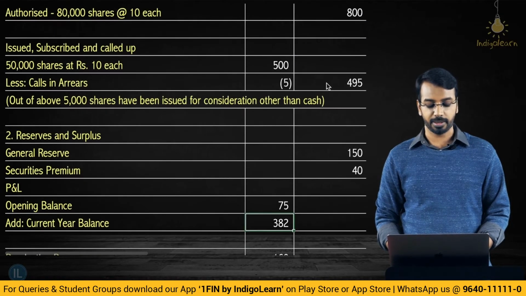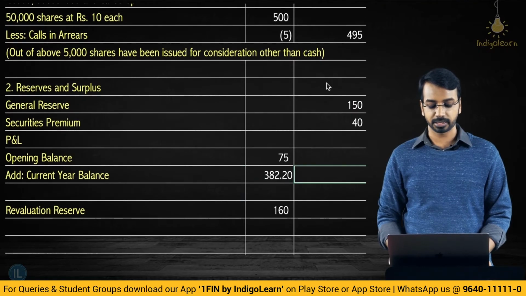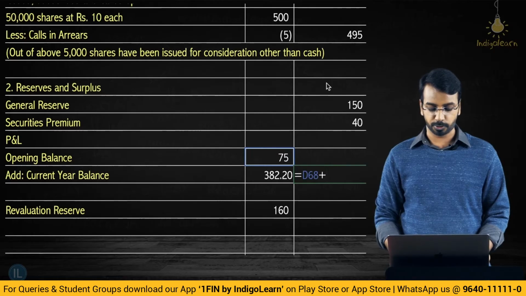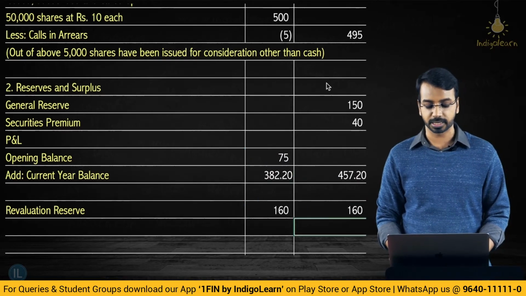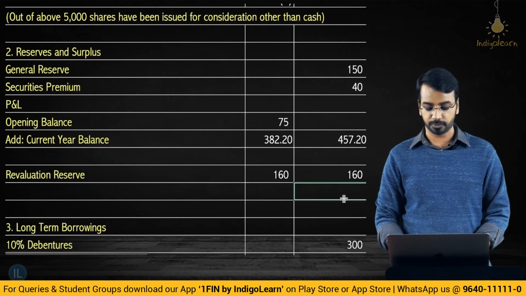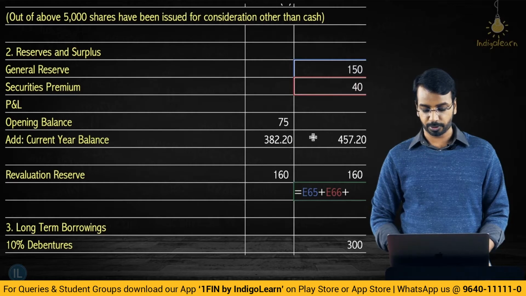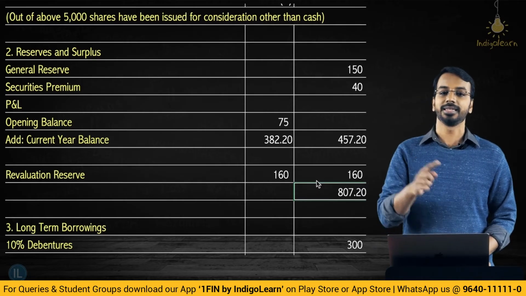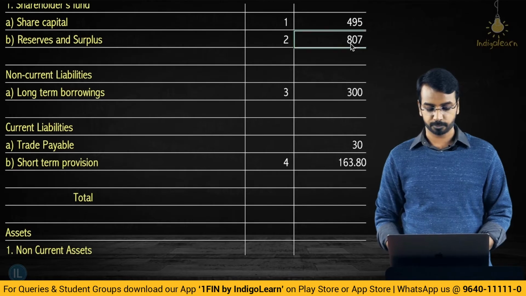382.20. Current year balance is 382.20. So what is the closing balance of this? 75 plus 382.20, you get 457.20, and revaluation reserve is 160, right. So what is the total of this? 150 plus 40 plus 457.2 plus 160, that is 807.20. Where do we take this balance? This balance will be plotted to the balance sheet, 807.20, right.